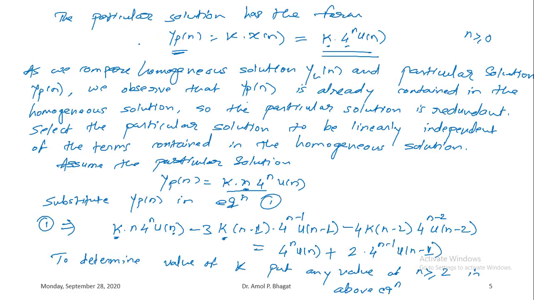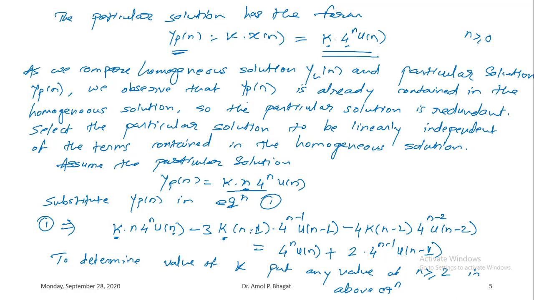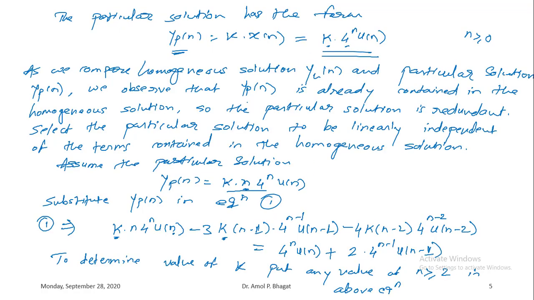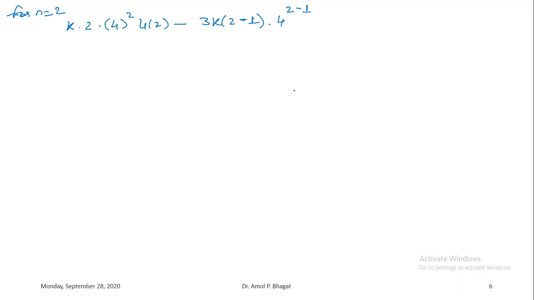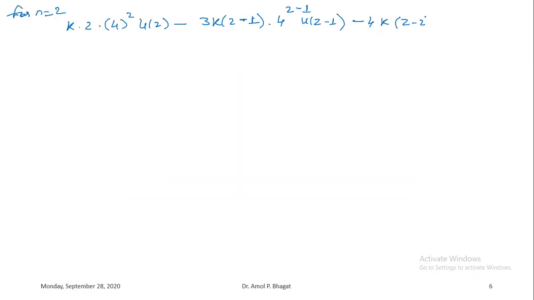here I will represent k multiplied by 2 multiplied by 4 square, right? Because I am substituting n equals 2. Okay, so for n equals 2, u of 2 I will get there, right? So u of 2 minus 3k, 2 minus 1, 3k 2 minus 1 multiplied by 4 raised to power 2 minus 1, u of 2 minus 1, right? Minus 4k, 2 minus 2 will be there, right? 2 minus 2, then 4 raised to power 2 minus 2, u of 2 minus 2, right?